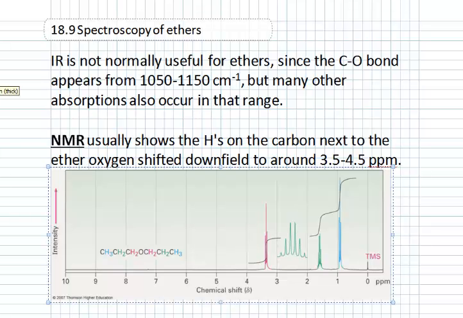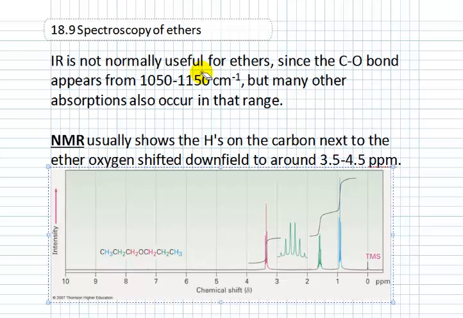Let's take a quick look at some spectroscopy of ethers, at least. We won't talk too much about the sulfur compounds in their spectroscopy, but ethers are not tremendously visible on IR, because the only thing you could see on IR possibly might be a CO bond, but that would be from 1050 to 1150, and there's dozens of other things that could be in that range. So that's not necessarily instructive to us.